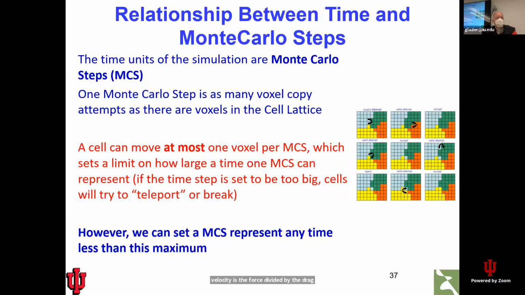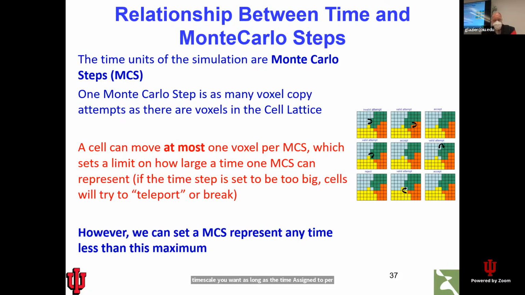And the drag in this case is not something that we specify externally. It comes from the dynamics. It comes from the way we do our updates. And so there's a little bit of ambiguity about the timescales in a system like CompuCell. And it may sound funny, but you can actually pick any timescale you want as long as the time assigned per Monte Carlo step is short enough.